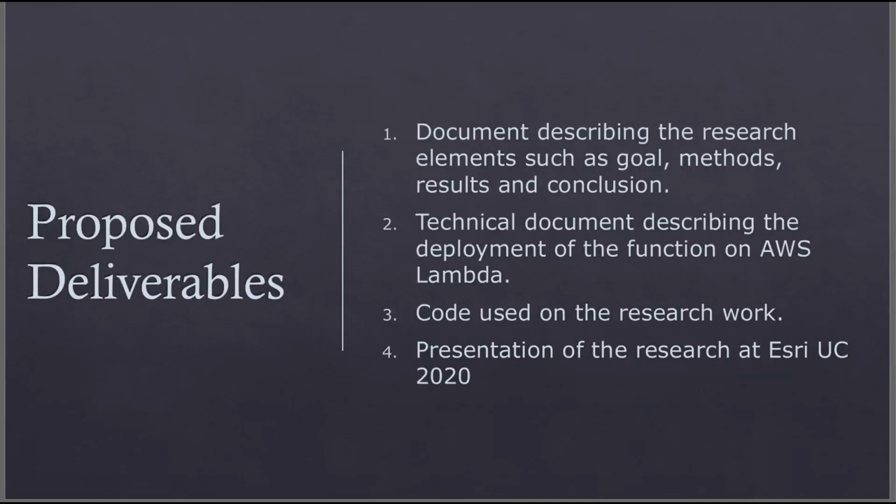My proposed deliverables: number one, a document describing the research elements such as goal, methods, results, and the conclusion. Number two, technical document describing the deployment of the function on AWS Lambda. Number three, code used on the research work. Number four, presentation of the research at the SRC 2020.